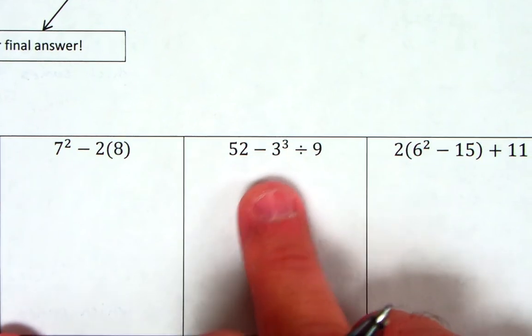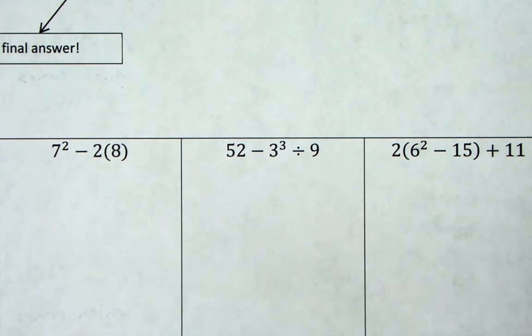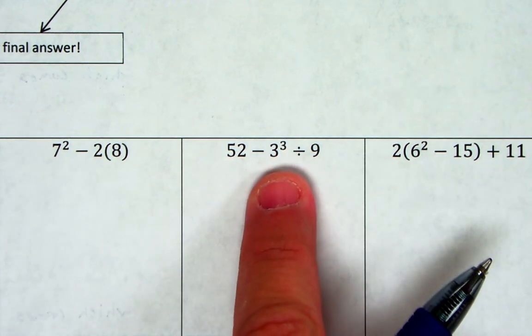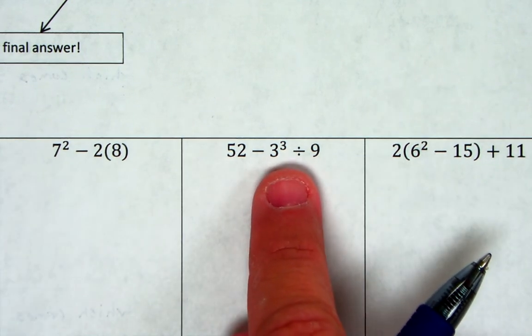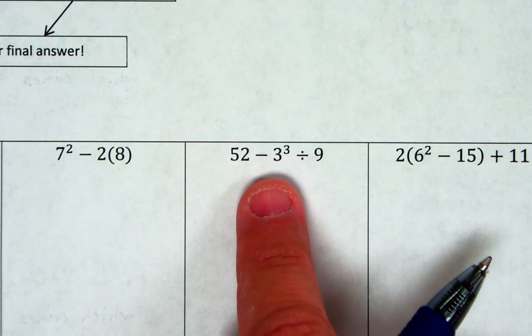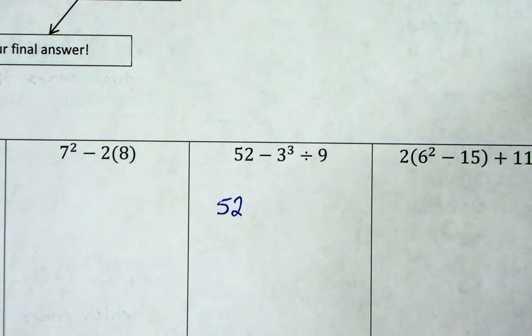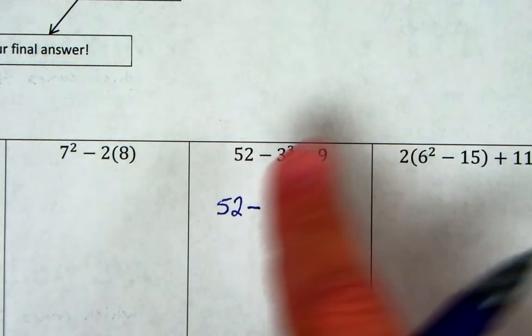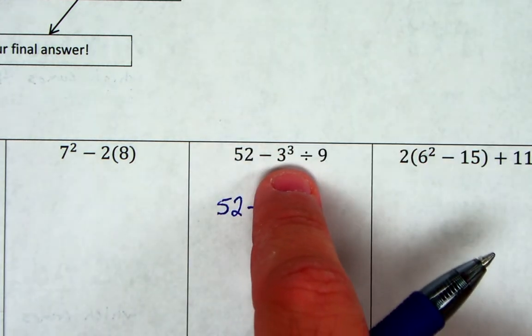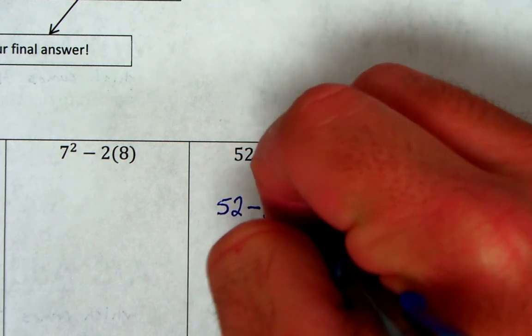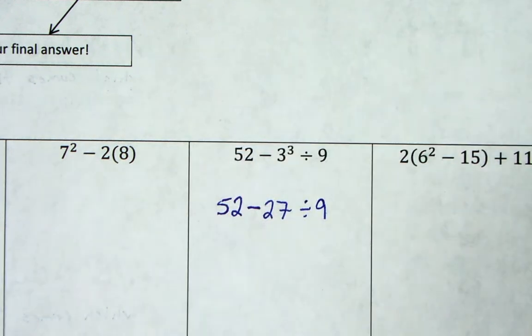This one right here. Do we have any parentheses? No. Let's move on to exponents. Do you have any exponents? Right there. What's 3 times 3? What's 9? What's 9 times 3? 27. So, bring down the 52. Bring down the minus sign. Y'all just told me 3 to the power of 3 was 27. And then divide by 9.